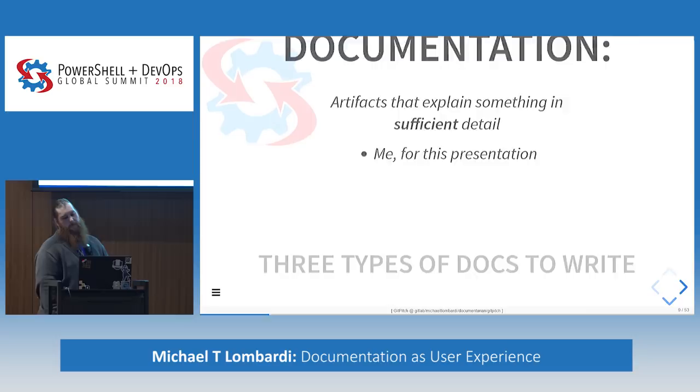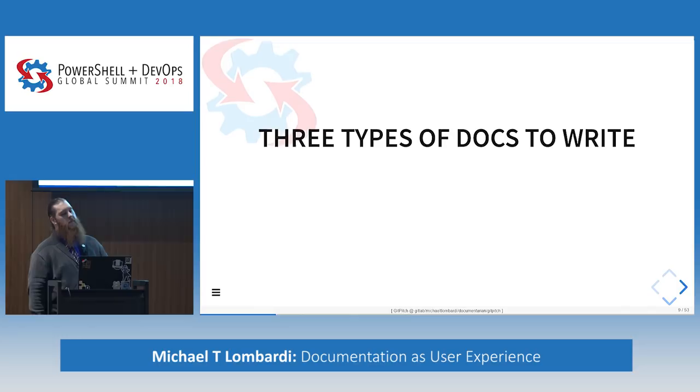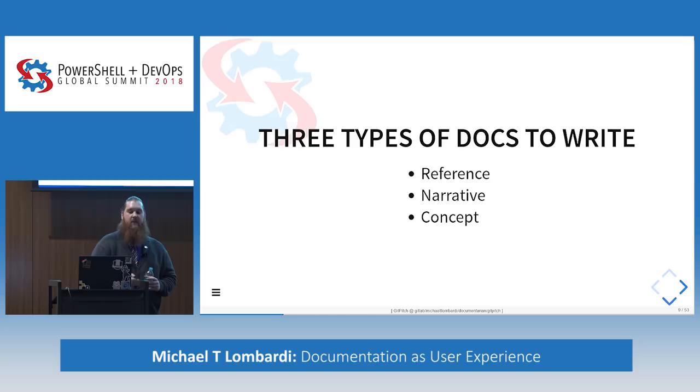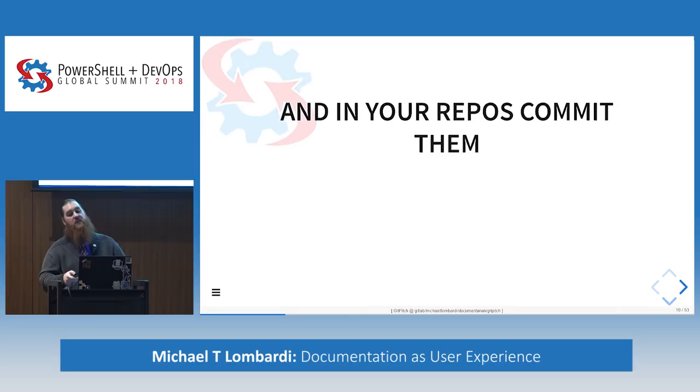There are three types of docs to write. We're going to talk about the threefold doc model. Real briefly, you have reference docs, then narrative docs, then concept docs. We're going to have slides explaining all this, so don't worry. So, three types of docs to write, and in your repos, commit them.